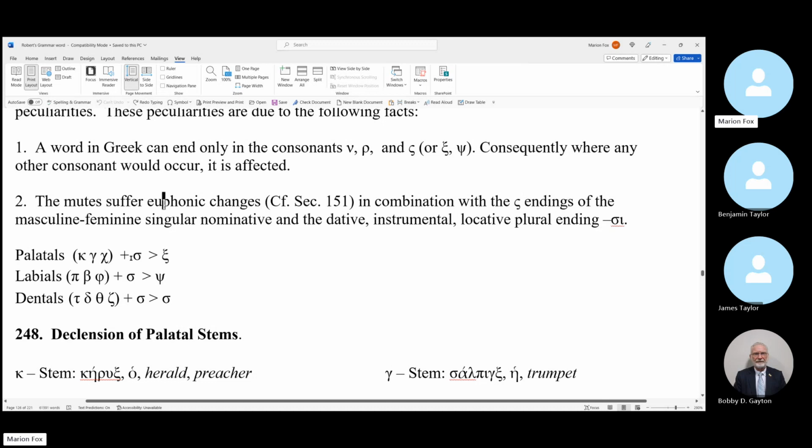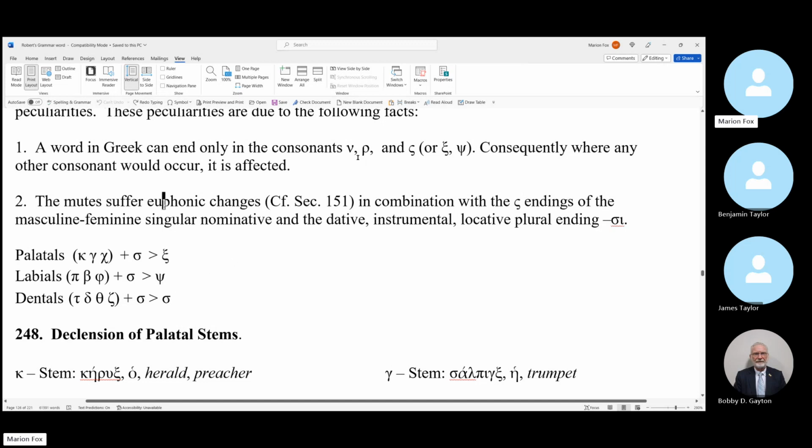You put a sigma with it, and then it becomes a xi. So a kappa, for instance, plus a sigma becomes xi. Gamma plus a sigma becomes xi. Chi plus a sigma becomes xi. That's what they're telling you. Any one of these three plus a sigma becomes a xi. And a tau or one of these four letters plus a sigma becomes a sigma.